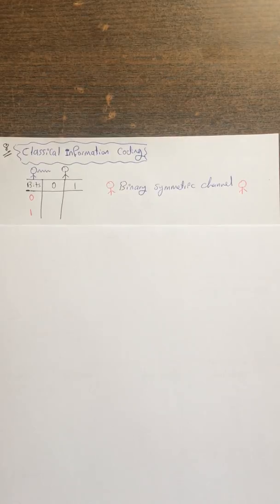Today we are delving more into classical coding. Last time I talked about the operator sum representation that will be useful for quantum error correction. But let's start first with classical coding, and how we can write a code in classical information theory.